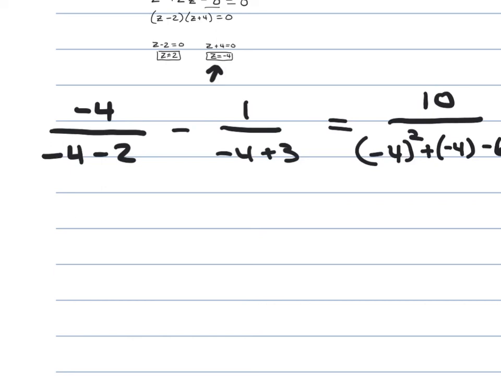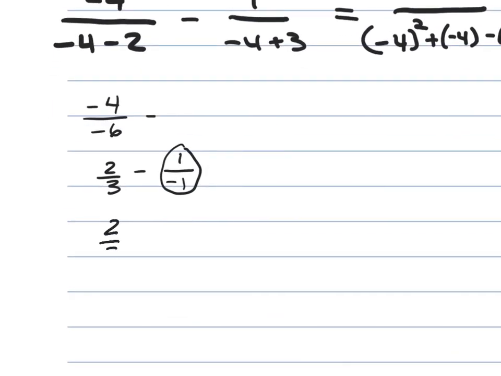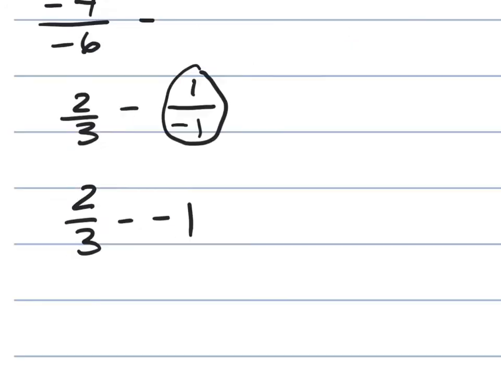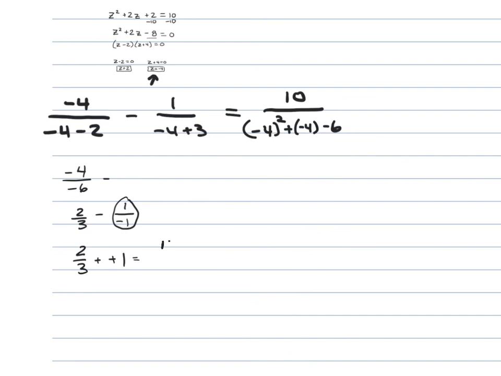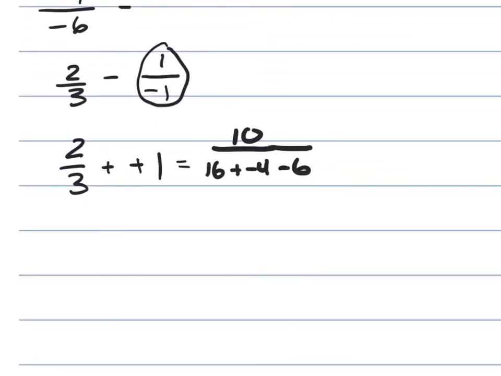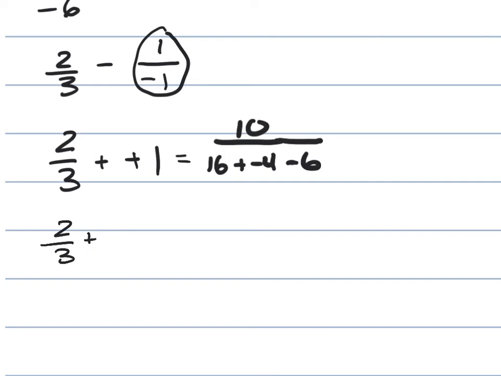So this becomes -4 over -6, which is positive 2/3. And minus, let's see, we've got 1 over -1, that's the same thing right here as -1. So we get 2/3 minus -1. Anything I can do with those 2 minuses? That's going to become a positive. So we're just going to check this still. Is equal to, let's go back over here, 10 over, -4 squared is 16. Plus -4 minus 6. What does that denominator become? 2/3 plus 1 is equal to 10 over 6.